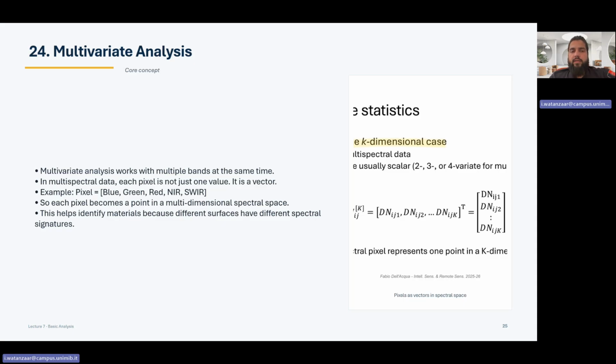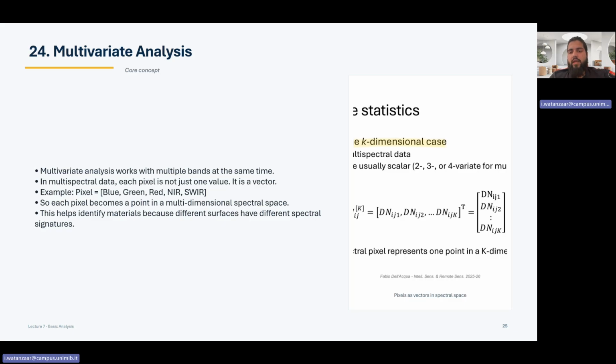Now, multivariate analysis is the analysis that works with multiple bands at the same time. Based on these concepts, we will be introducing at the end one example of multivariate analysis, which is the PCT, principal component transform, or PCA, principal component analysis. Multivariate analysis works with multiple bands at the same time. This is the important point we should take into account.